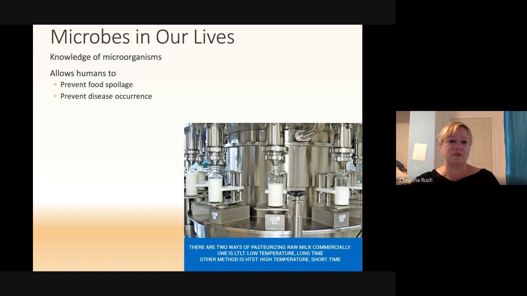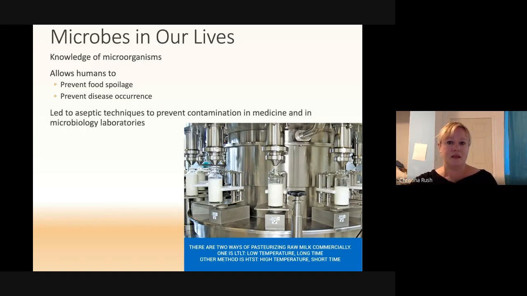Our knowledge of microbes allows us to prevent disease occurrence. So Lister was really the guy that told us, wash your hands. So that led to aseptic techniques to prevent contamination in medicine and also in our laboratories. Very often in our laboratories, we're protecting the experiment, not ourselves. We're wearing gloves and dealing with our experiments, we want to be very aseptic.